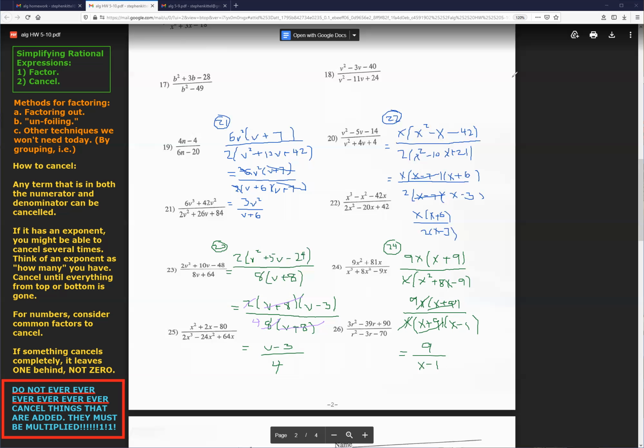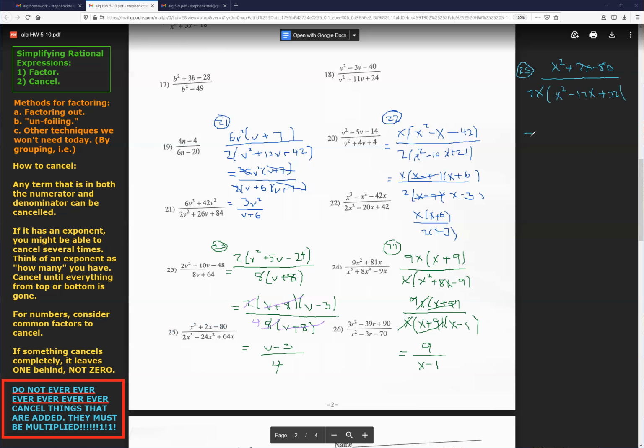All right, finally, 25 going into the margins. So x squared plus 2x minus 80. There is nothing I can factor out of that, so I'm going to leave it alone for the moment. We will do the other kind of factoring in a second, but I have to do the first kind of factoring to the bottom, so I'm just going to keep this methodical. I'm going to take a 2x out of the bottom here, this 2x cubed minus 24x squared plus 64x. So 2x times x squared minus 12x plus 32.